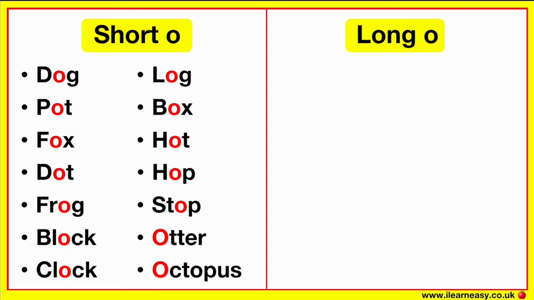The long O vowel sound is made with different letter combinations. This includes O, O consonant E spelling, OA, OW, and OE. Now let's look at some examples of each.